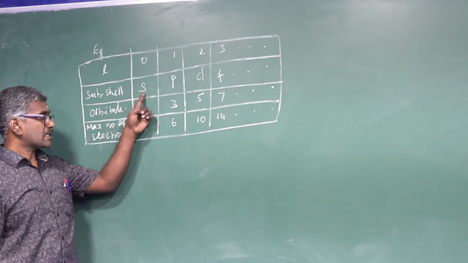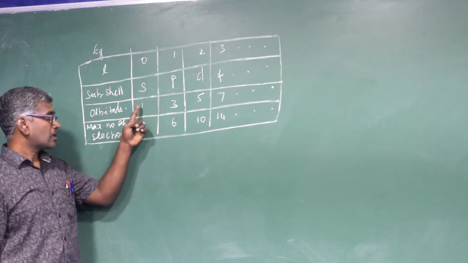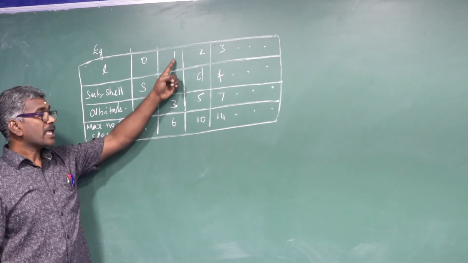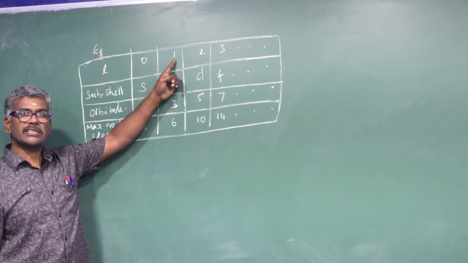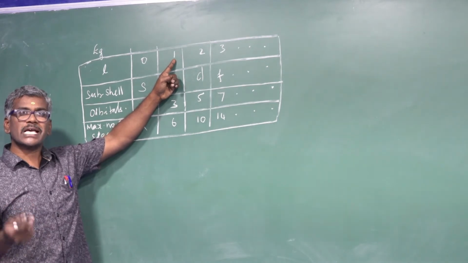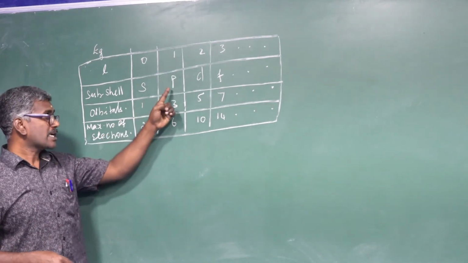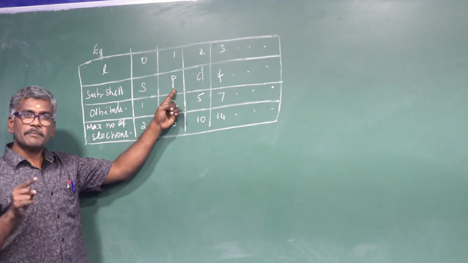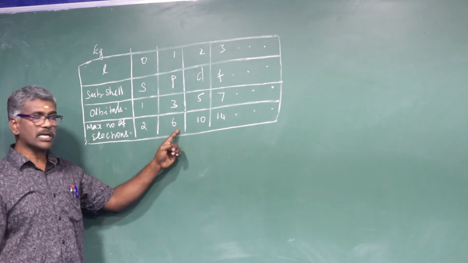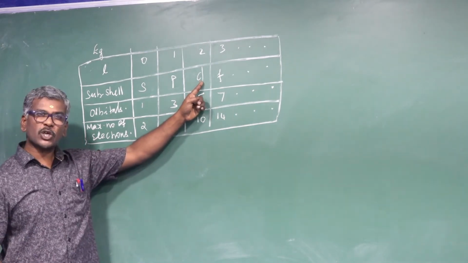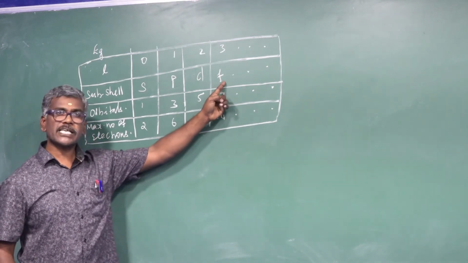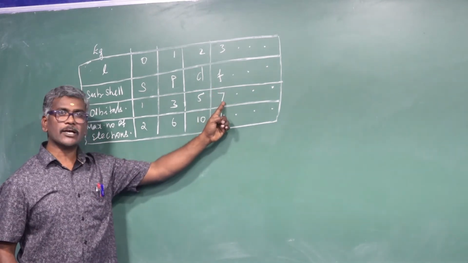Clear? S subcell, how many orbitals? Only one orbital. How many electrons? 2 electrons. L value 1 has 3 possible values, that is -1, 0, plus 1. This is explained by the magnetic quantum number. What subcell is it? The p subcell. P subcell totally has how many orbitals? 3 orbitals. How many electrons? 6 electrons. The d subcell totally has how many orbitals? 5 orbitals. How many electrons? 10 electrons. F subcell, how many orbitals? 7 orbitals. How many electrons?